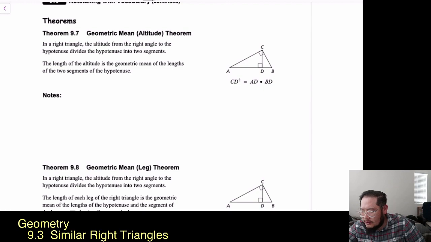So if you take CD and you square it, they're saying that's equal to segment AD, which I'll go ahead and highlight in green, times segment BD right here.